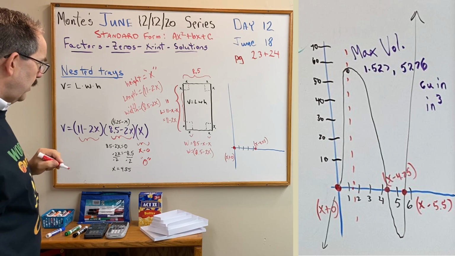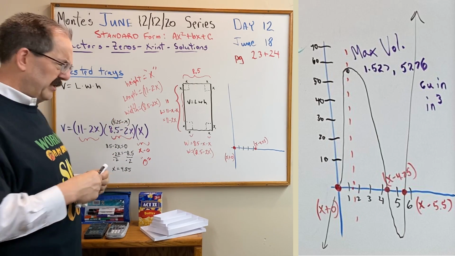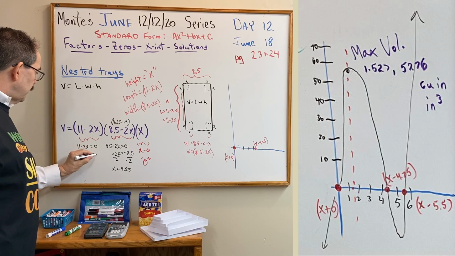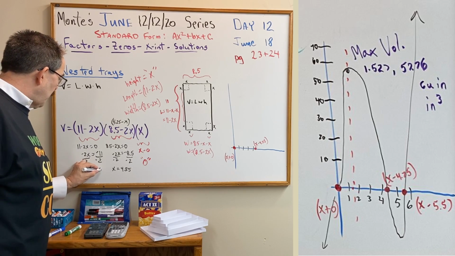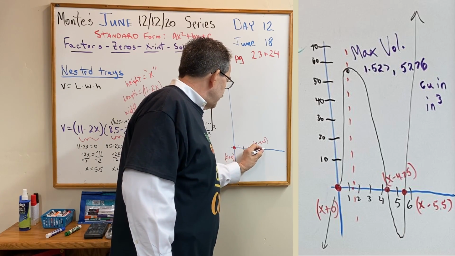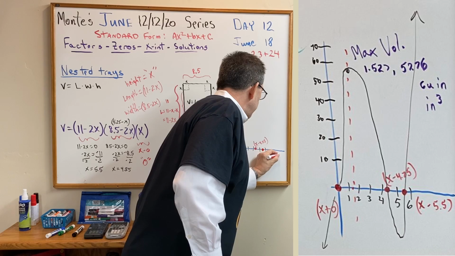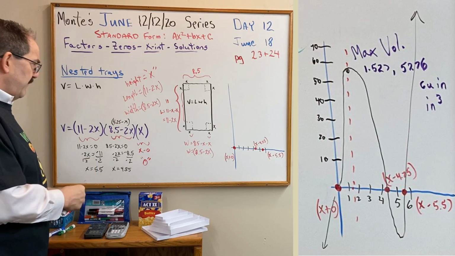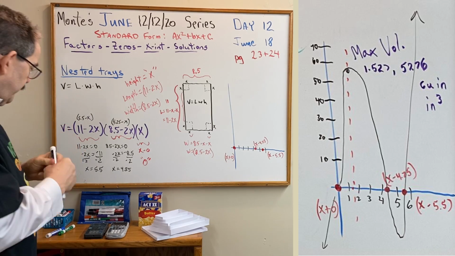Okay, let's do this one here. 11. This is going to give us a third x-intercept. 11 minus 2x equals 0. Negative 2x equals negative 11. Divide by negative 2, divide by negative 2. X equals 5.5. Something's going to happen at 5.5. X minus 5.5. Okay. Let's just write that up above here. 5.5 minus X. Okay. Let's see what we get.